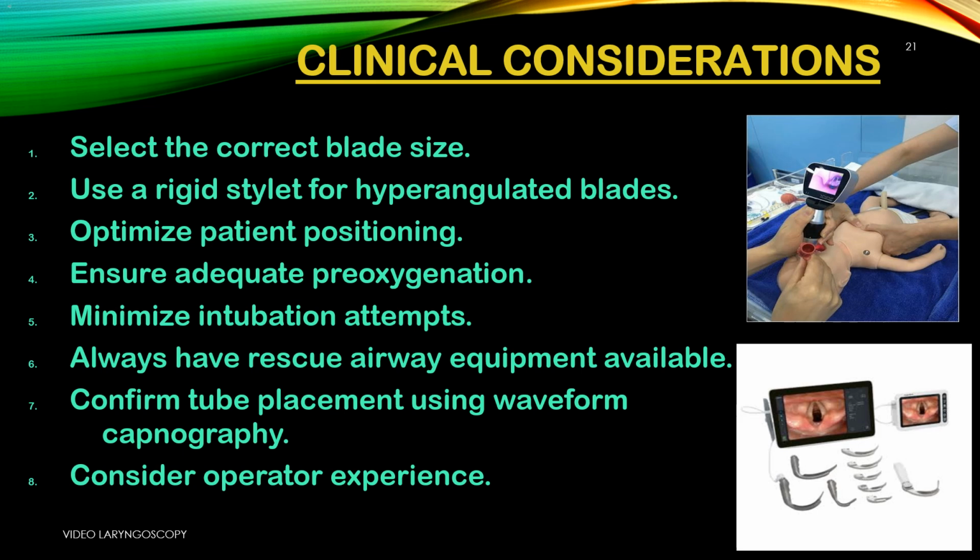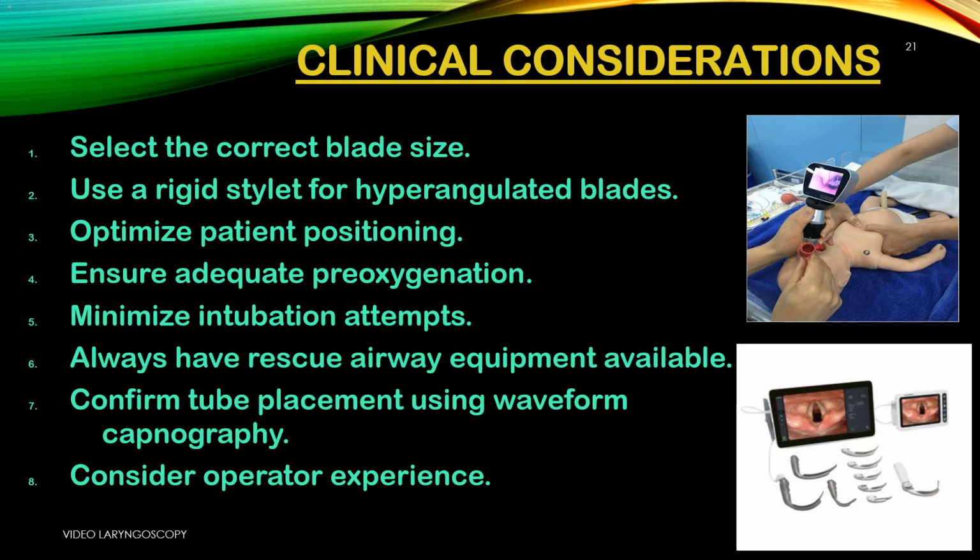3. Optimize patient positioning. Sniffing position, or neutral neck for trauma. Good position lines up the airway for easier intubation. 4. Ensure adequate pre-oxygenation. Give 100% oxygen. Builds a reserve so the patient doesn't desaturate during attempts. 5. Minimize intubation attempts. Multiple tries cause trauma and hypoxia. If it fails, switch to backup plan early.